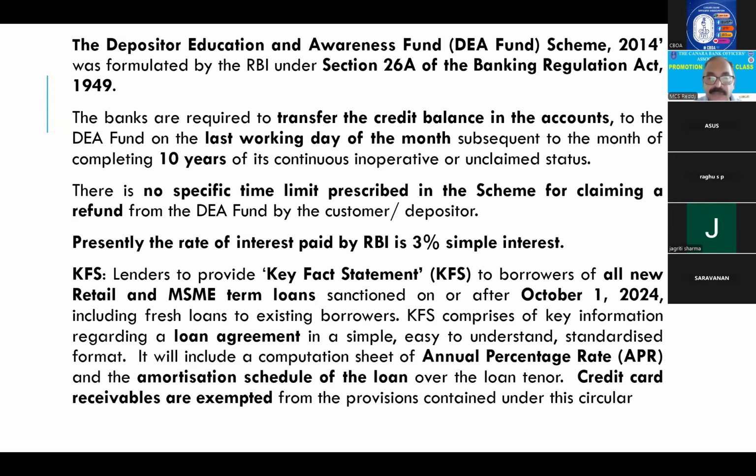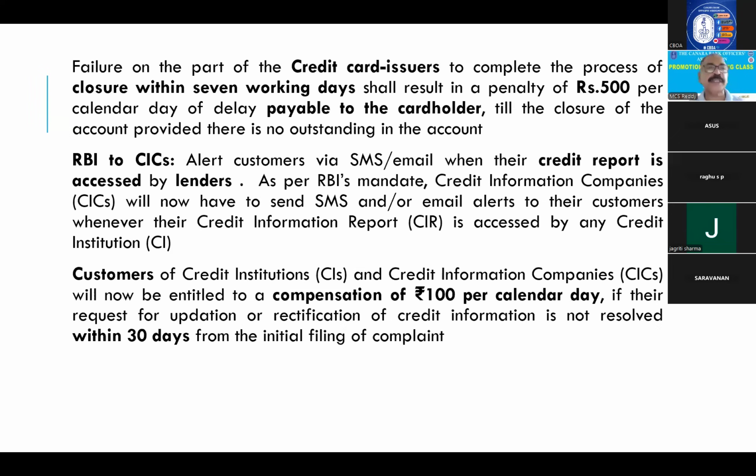This is called the key fact statement. And here they have given validity also. Of course, it will come in your normal course. It is 1 day valid if the loan is repayable in less than 7 days. It is 3 days valid if the loan is repayable in more than 7 days. That is the validity of this key fact statement also. And credit cards are exempted from this key fact statement. This is also very, very important for the current year, right?